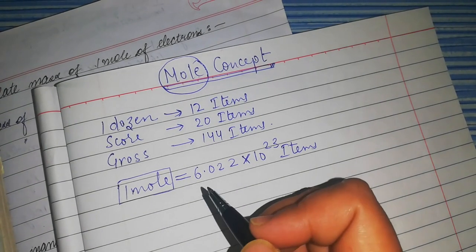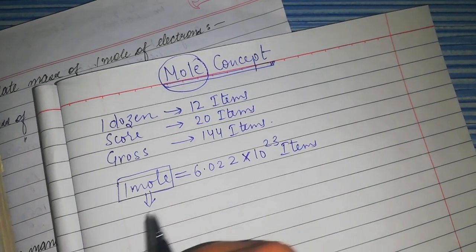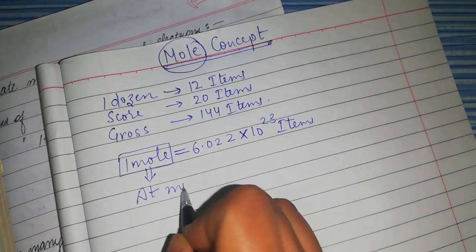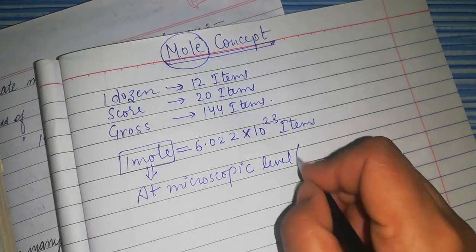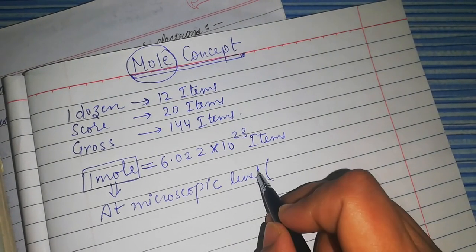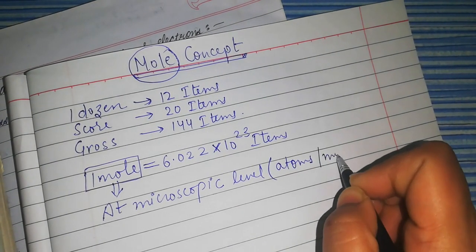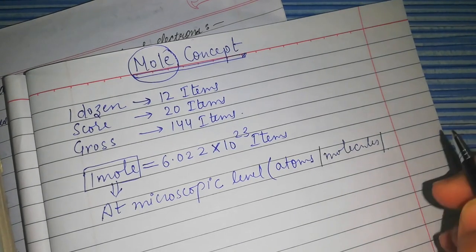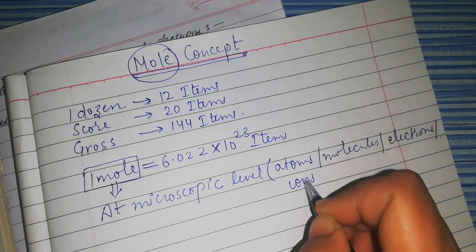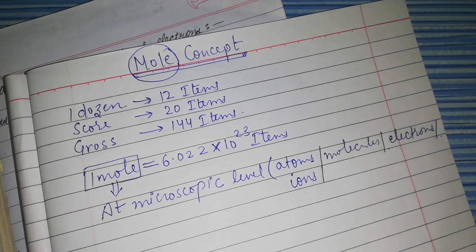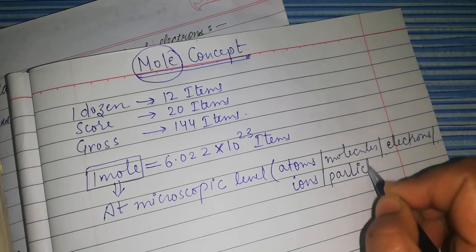But 1 mole is a very specific term which is used for the particles which are at microscopic level. And which are these items, or you can say particles? These can be atoms, molecules, electrons, ions, or in general, simply we can use the term particles.